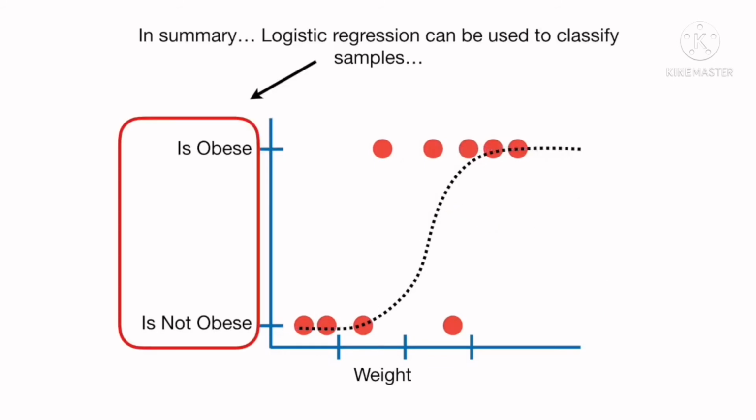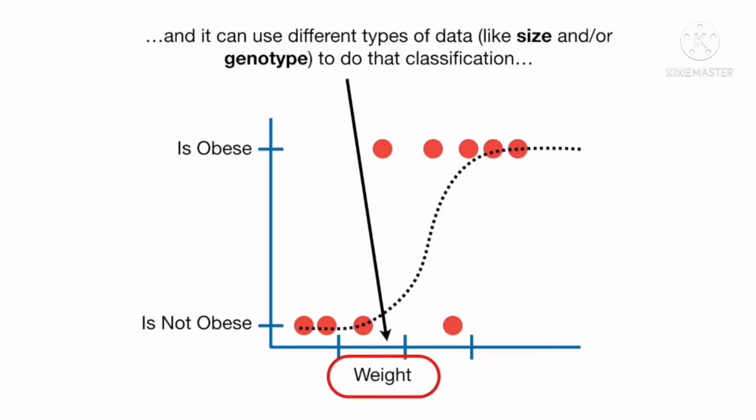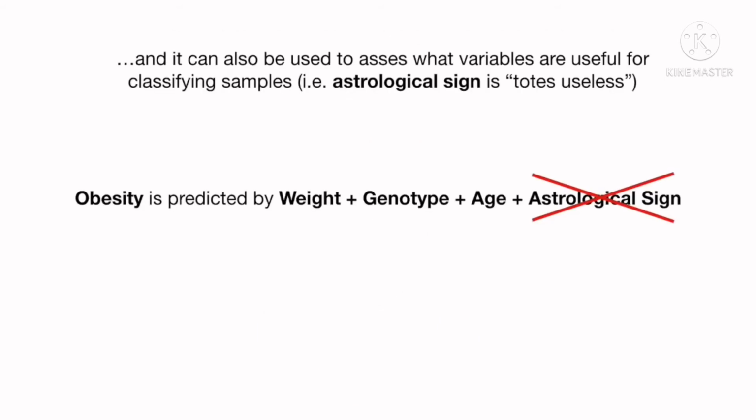Bam! In summary, logistic regression can be used to classify samples, and it can use different types of data, like size and/or genotype, to do that classification. And it can also be used to assess what variables are useful for classifying samples, i.e., astrological sign is totes useless.